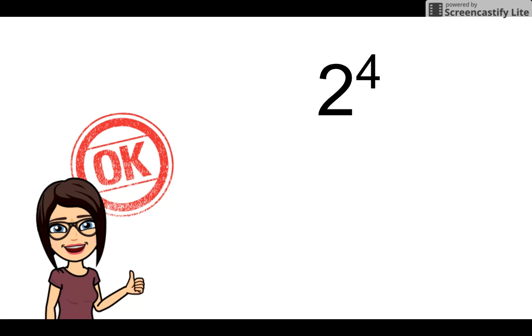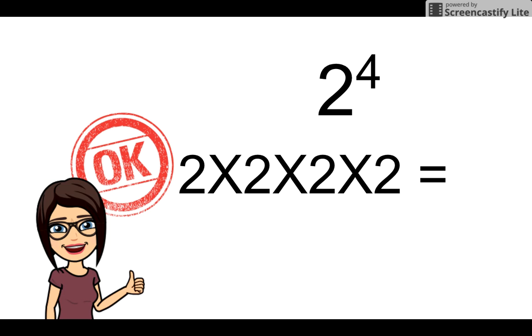2 to the fourth power. 2 is the base, and it tells me what I'm going to repeat multiply. And 4 tells me how many times I'm going to repeat multiply 2. So I'm going to have 2 times 2 times 2 times 2. Now I'm going to have to do some thinking to figure out this answer. 2 times 2 is 4. 4 times 2 is 8. And 8 times 2 is 16. So the answer to 2 to the fourth power is 16. Let's try another one. I think you're finally catching on.